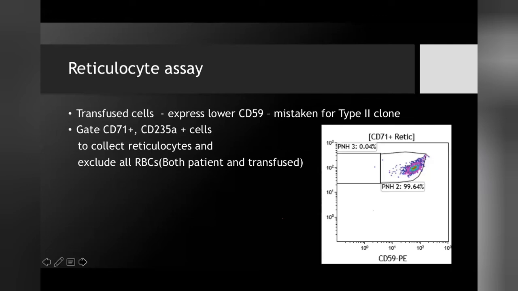Now, as I told you, what happens with transfused cells is that they express lower level of CD59 and sometimes they can be mistaken for type 2 clones. So here what we can do is that if there is a patient who has been transfused and you need to do a PNH assay, then a very practical technique is that you add CD71. Now CD71 is going to exclude the RBCs. It is only going to be positive on reticulocytes. So you add an extra gating marker that is CD71. So you gate the cells using CD71 and CD235 and then look for CD59. Okay. So this is the CD71 positive reticulocyte population here, and it is expressing CD59.